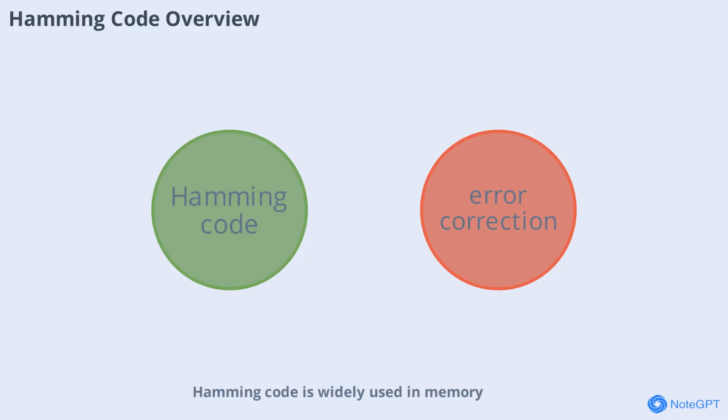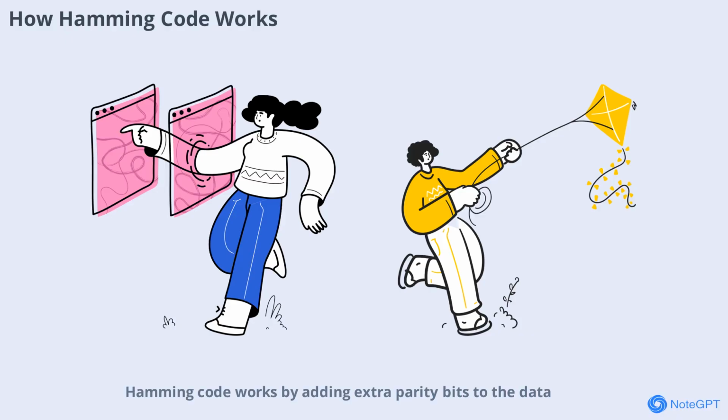Hamming code is widely used in memory systems and digital communication to ensure data reliability. Hamming code works by adding extra parity bits to the data, which are calculated based on specific positions. When data is received, the system checks these parity bits to identify and correct any single-bit errors. This process greatly improves data integrity in digital systems.